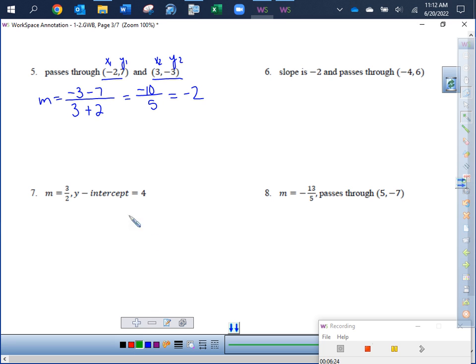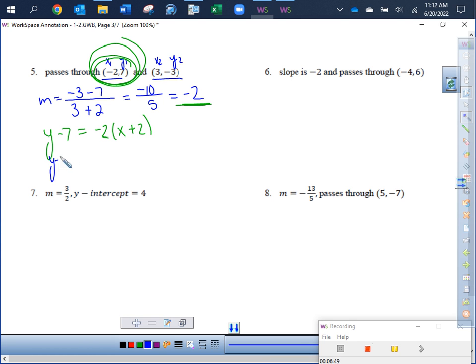Now, to write the equation, I need a point. Well, they gave me 2 of them. I don't care which one we use, so I'm going to pick this one. I'm going to use this slope right here and this point. So y -7 equals my slope of -2 times the quantity of x minus a -2, minus a minus becomes a plus. And then we shall distribute.